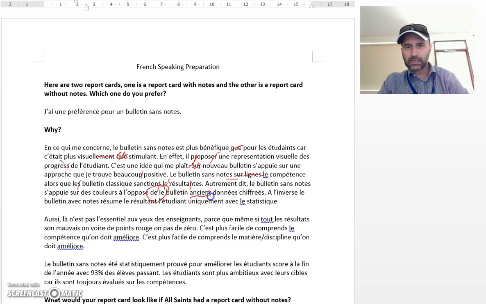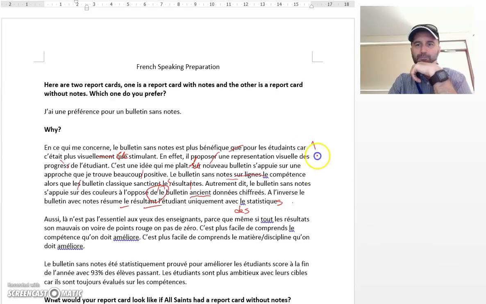That really sounds like ancient. So maybe you want to use something which is more like du bulletin classique. And then say du bulletin classique qui s'appuie sur des données chiffrées. À l'inverse, le bulletin avec note résume les résultats, again, les, and résultats with TS at the end, de l'étudiant uniquement avec des statistiques. Only with stats. So, that's good.